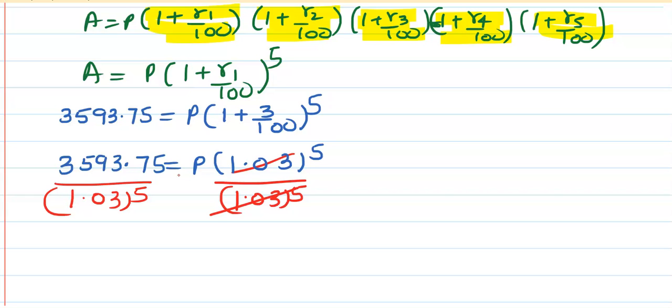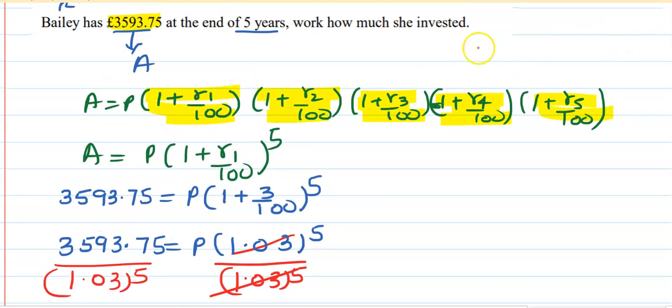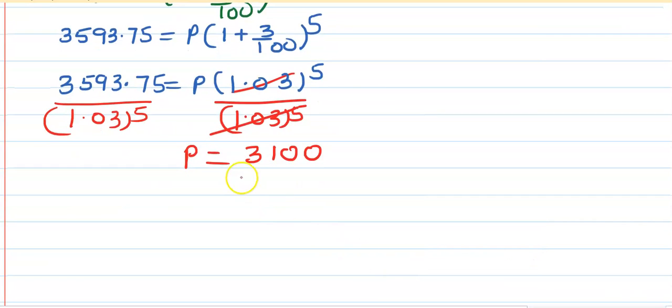Yes guys, anybody got the answer? How much is P? Is it 3,100? Yes, absolutely right. 3100. If you read the question, it was work out how much she has invested. So we can easily say she has invested 3100. Guys, is it okay now?